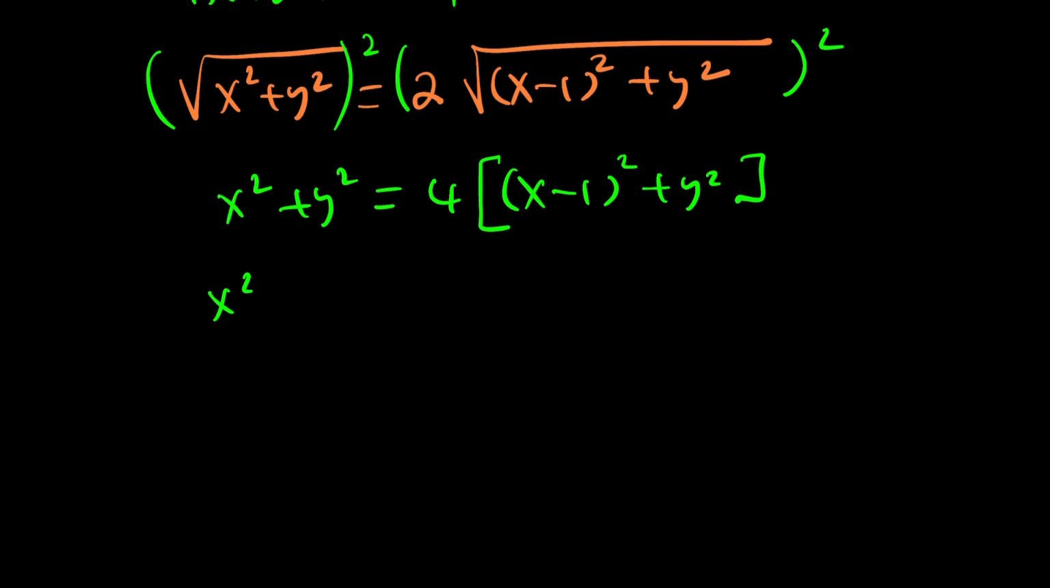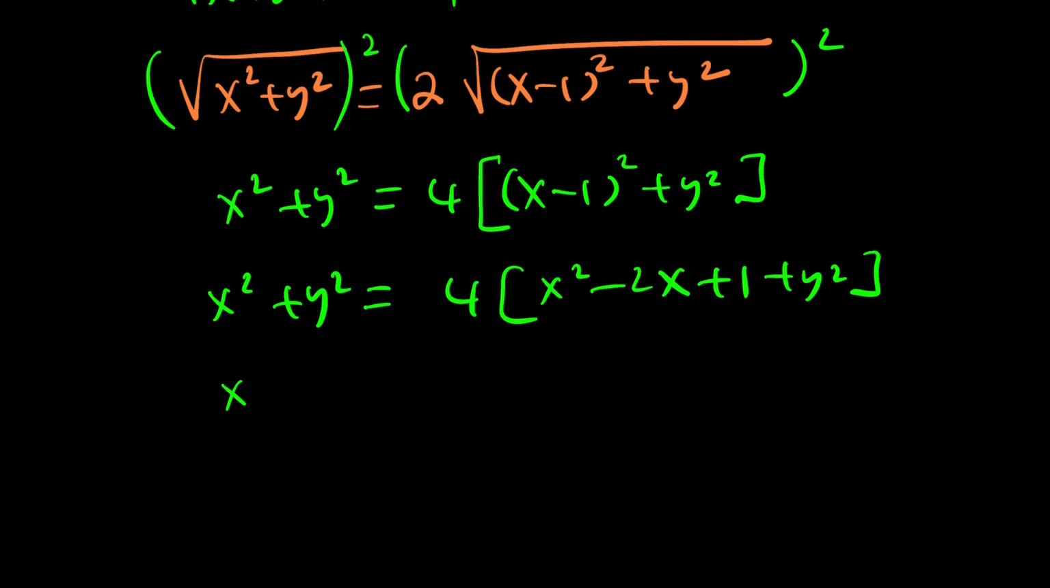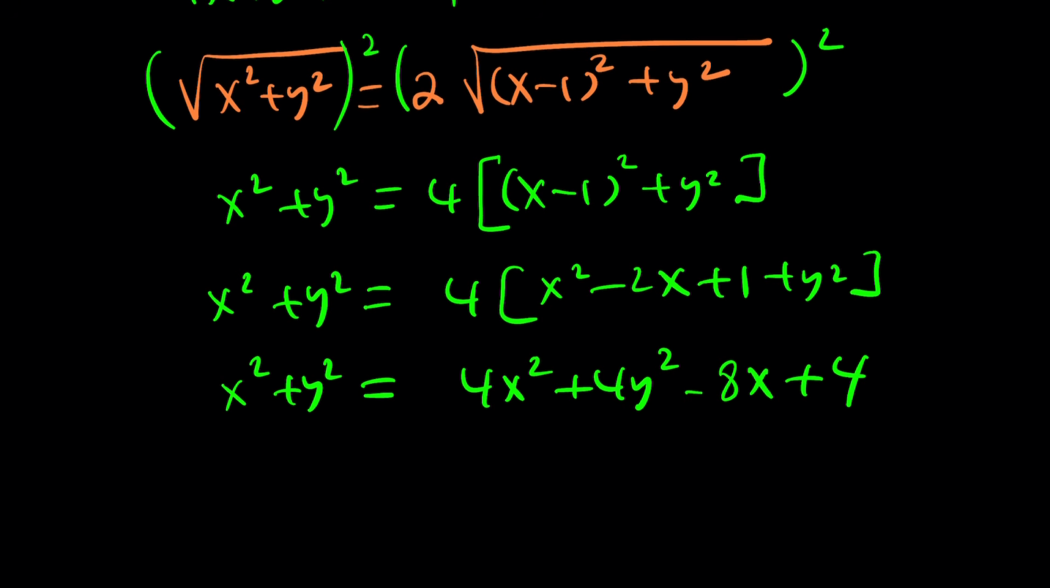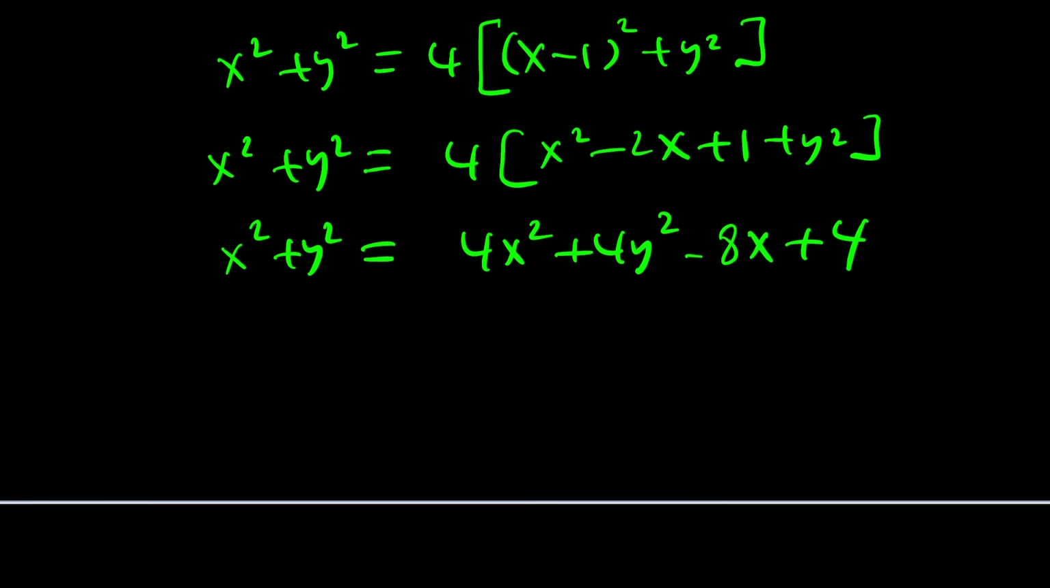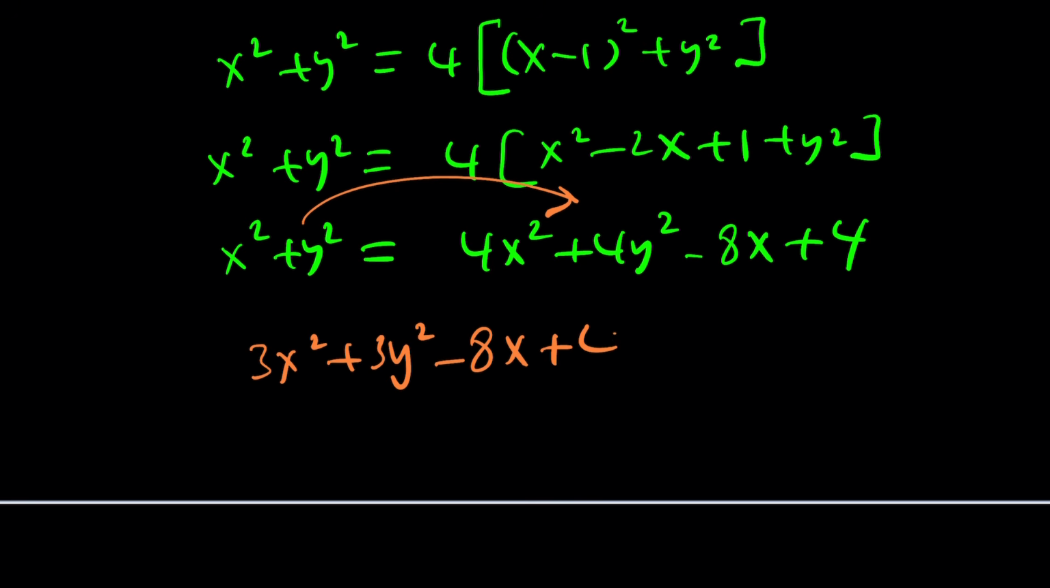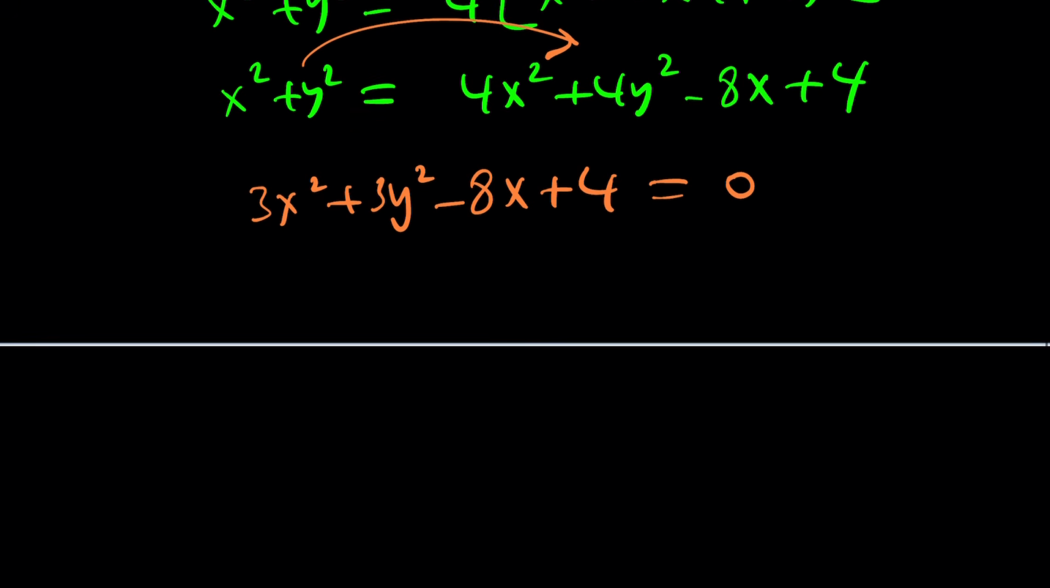To expand it, I'm just going to use the formula. This will be 4 times x squared minus 2x plus 1 plus y squared. And then x squared plus y squared can be written as 4x squared plus 4y squared minus 8x plus 4. We're not done yet. Hang in there because we're almost done. Now we're going to go ahead and put everything on the same side. We're going to bring these here. So that'll be 3x squared plus 3y squared minus 8x plus 4 equals 0, so that everything is on the same side. And then we do need to do something which is going to be helpful. Divide everything by 3, okay?